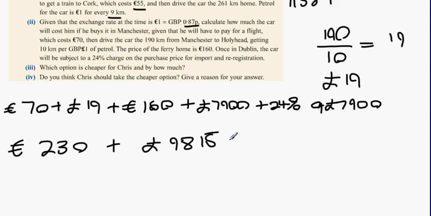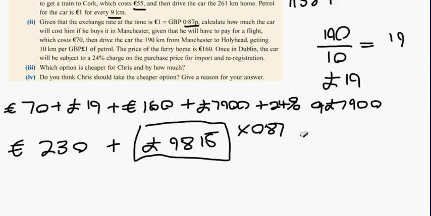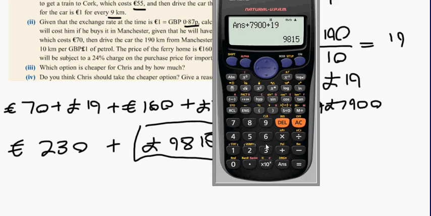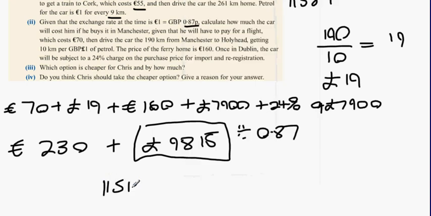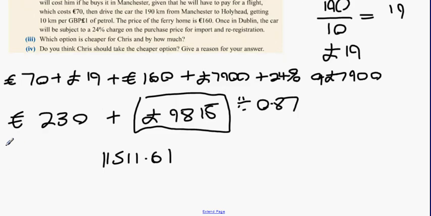Now I have to convert this sterling into euro. Euro is going to be a larger number, so if I multiply by 0.87 it's going to be a smaller number, so I have to divide by 0.87. So divide this number by 0.87, and then add on 230, and what I should get here is 11,511.61. So you can see that's slightly cheaper, okay?